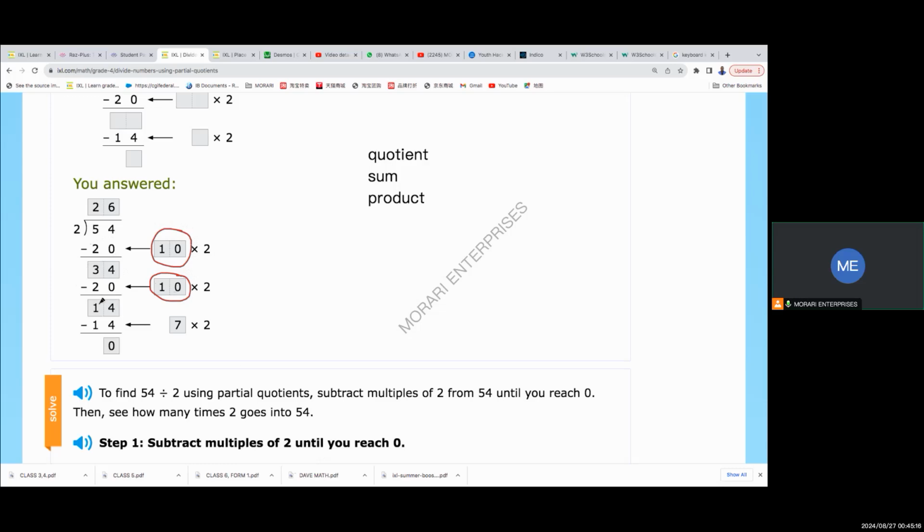And then lastly, 34 minus 20, we're left with 14. And the 14, we can remove 7 twos, which is 14. Another 14, which is 7 twos. So if we add all this is what gives us 27. And if you say 26, you're wrong. So it should be 27. Okay, so 27 twos. And there's no remainder, meaning that our answer is just 27.